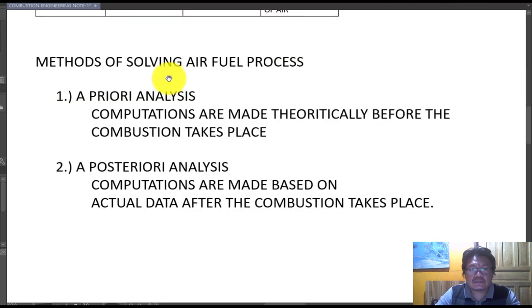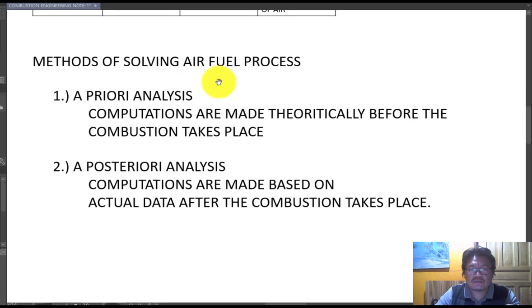Then we have here the methods, no? I have here the methods that will be used later on for solving our air fuel ratio. First, we have two types, no? A priori analysis and a posteriori analysis. For number one, a priori analysis, computations are made theoretically before the combustion takes place. So before the combustion starts, we compute it, and that is what is called the a priori analysis.